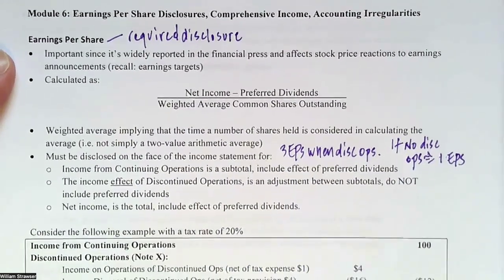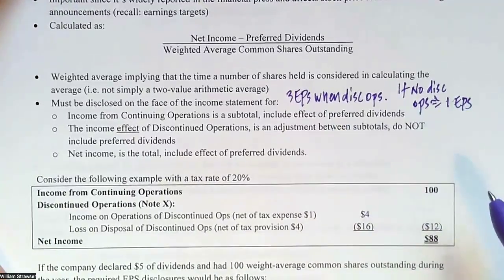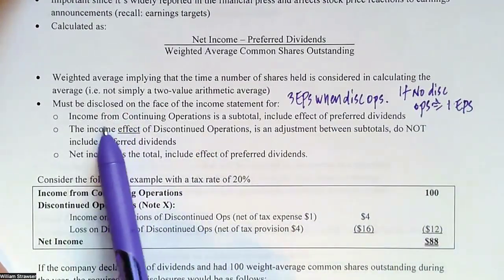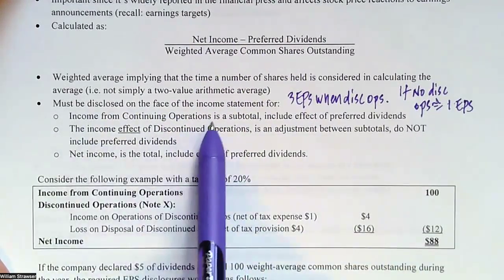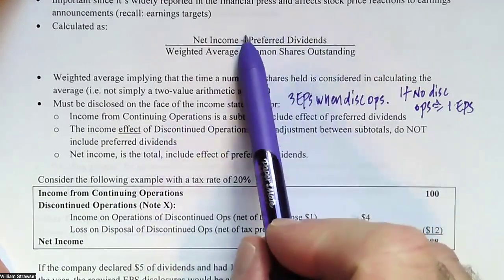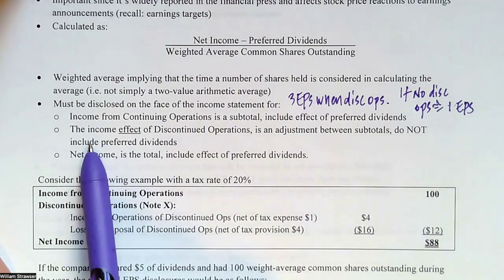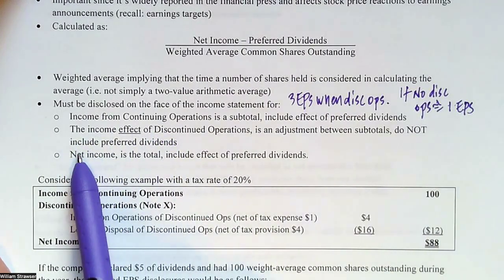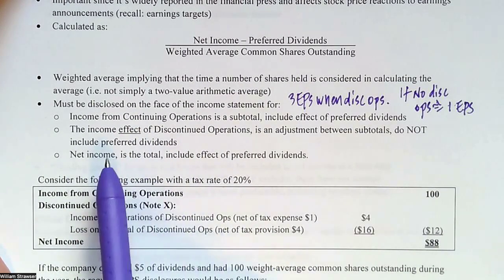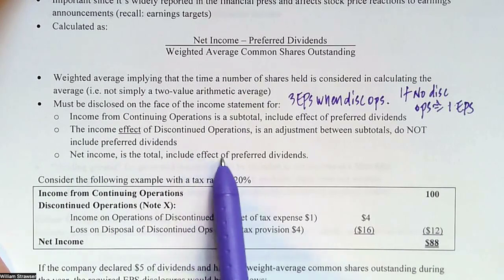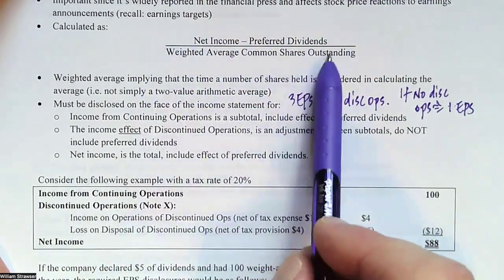If there are discontinued operations, then we have to calculate 2 additional ones. One of them will be, instead of assessing net income less preferred dividends, we look at income from continuing operations, deduct preferred dividends, divided by weighted common shares outstanding. Then we also want the one that we will always calculate, the net income. And that's going to include the discontinued operations and also include the effect of preferred dividends. So it's just verbatim, this one up here.